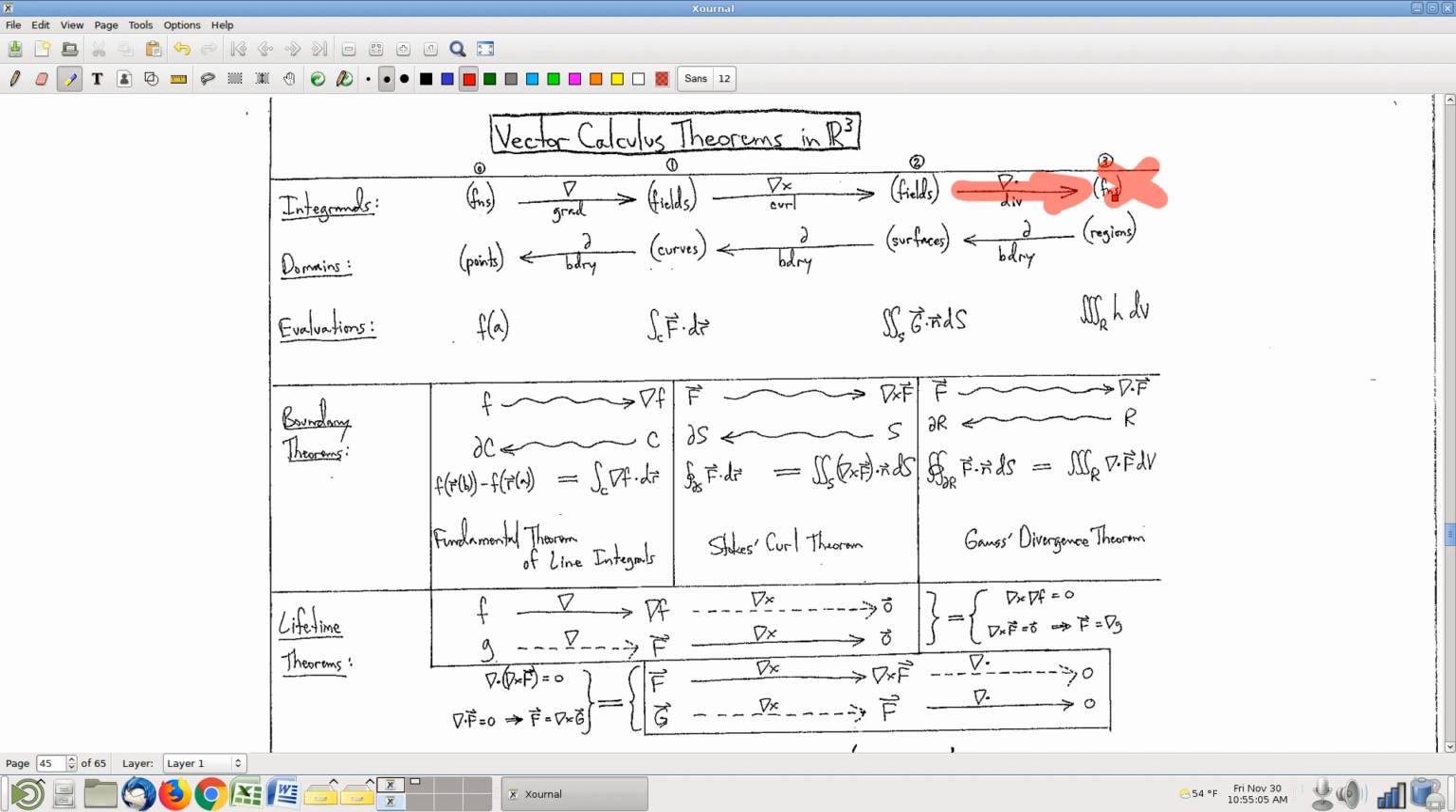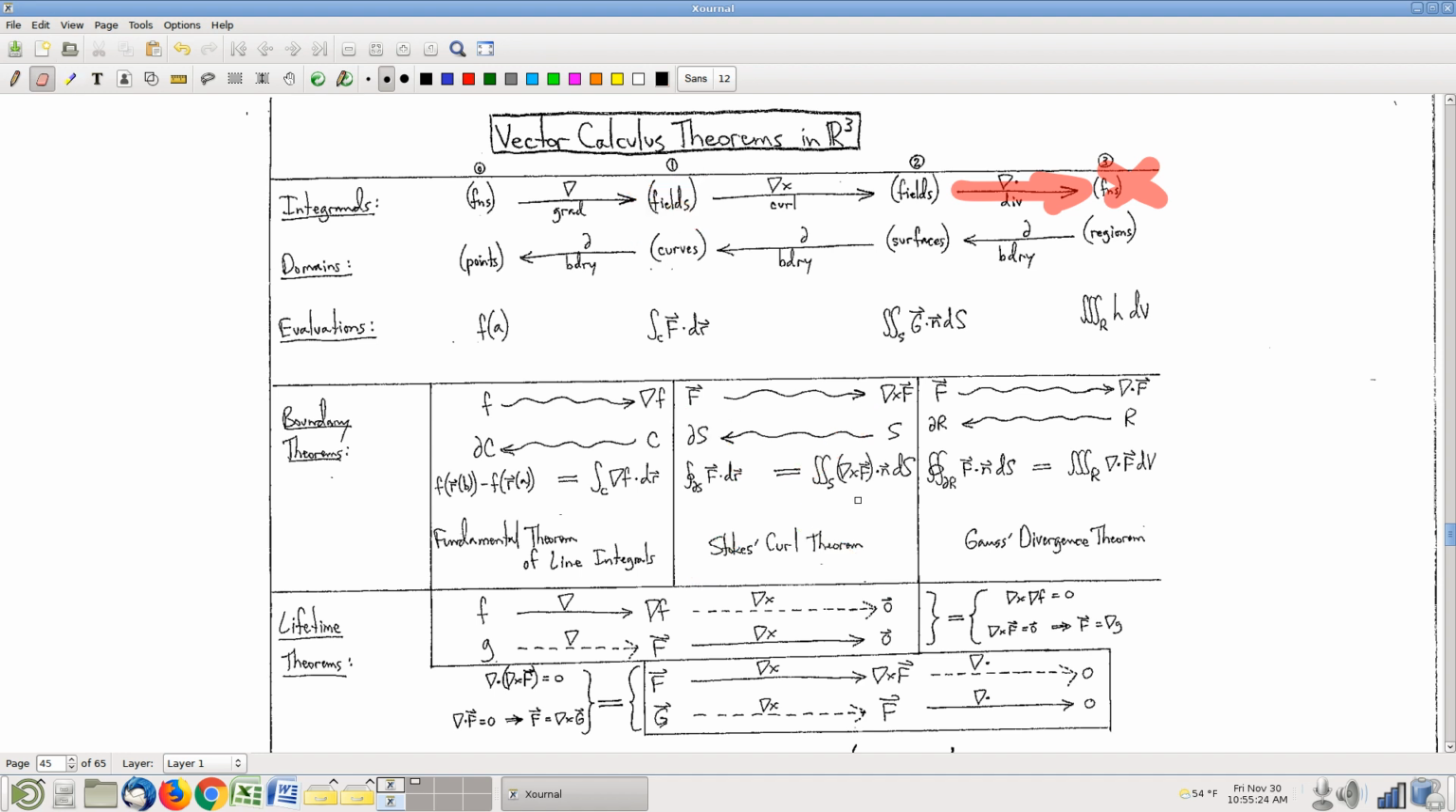Well, if the divergence is not zero, that means that there is no anti-curl. If there is no anti-curl, you cannot use Stokes' curl theorem. So that's not a candidate. And it doesn't even apply. Not only can you not find the anti-curl, there is no anti-curl.